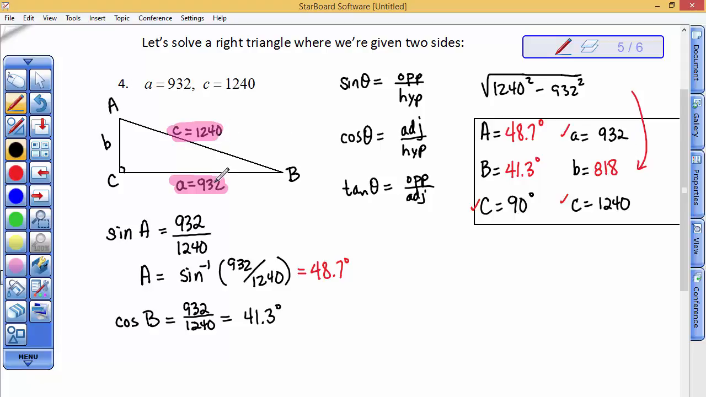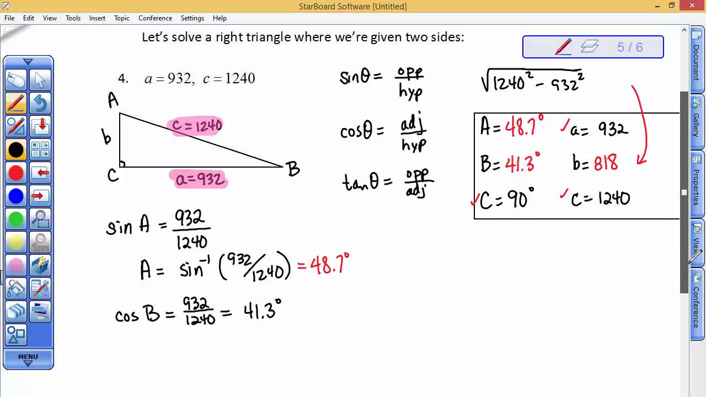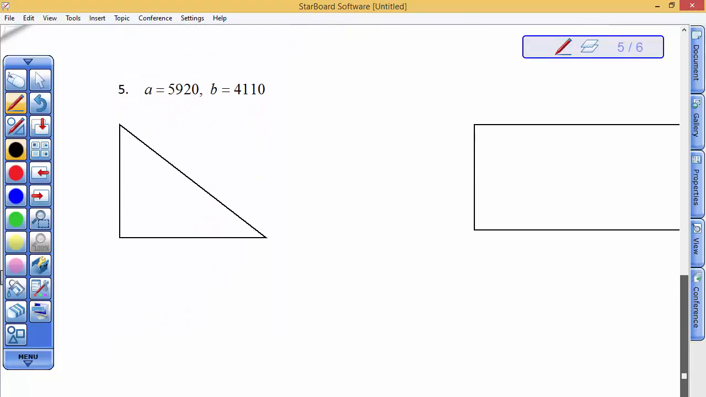So two sides is a little bit harder in that you have to find the size of an angle. So you have to remember to go second sine and second cosine. Let's see what the next problem looks like. I think it's very similar.